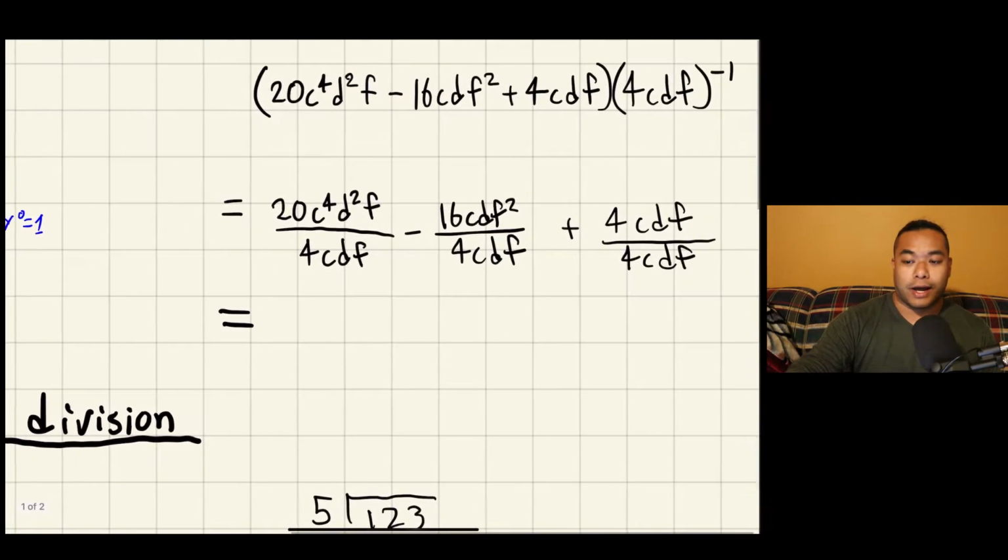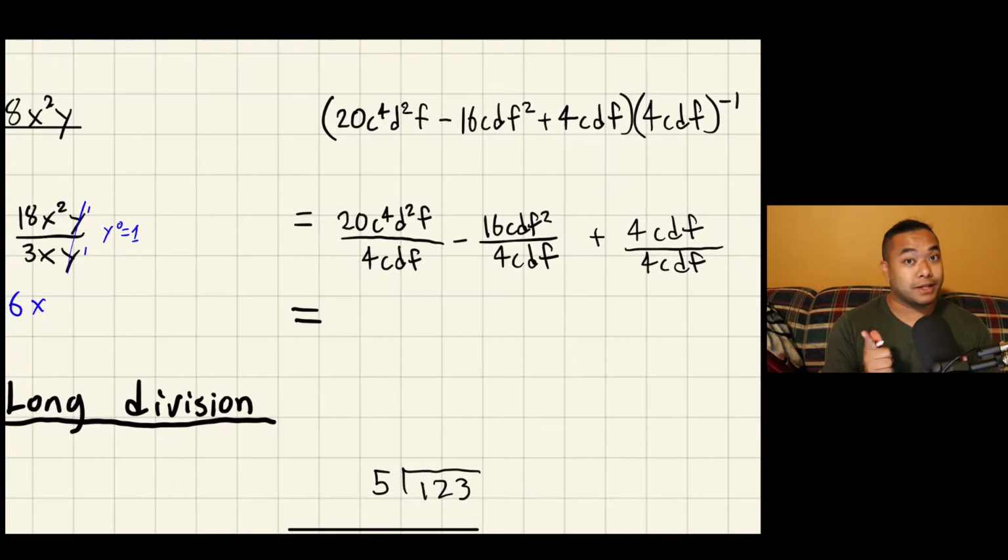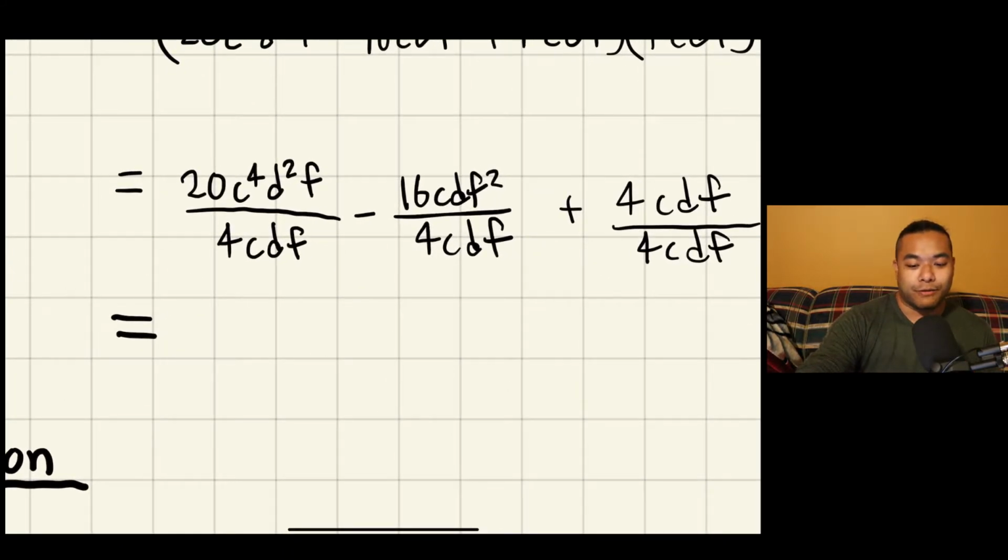I'm going to let you try the next one on your own. So pause the video, try it. Unpause. Hopefully you got it. Let me work it out with you. 20 over 4 is 5. C to the 4th over C gives me C cubed. D squared over D gives me D. F over F cancels to 1. Minus 16 divided by 4 is 4. C divided by C cancels to nothing. D over D cancels to nothing. F squared over F gives me F.